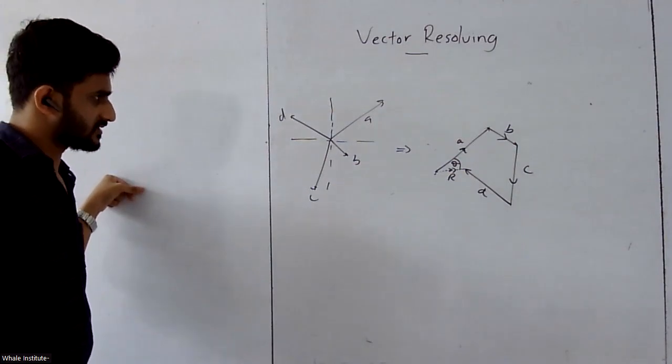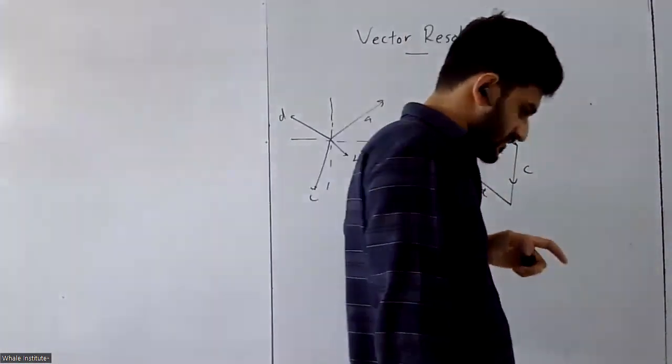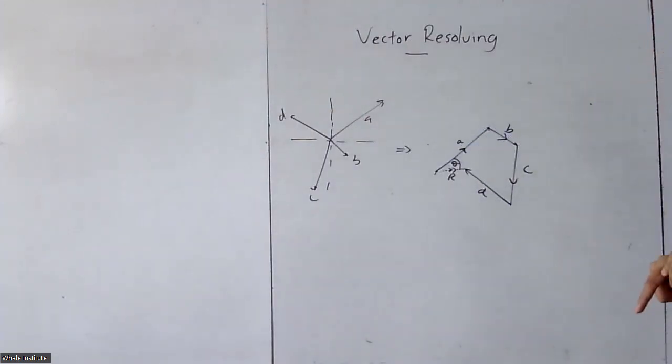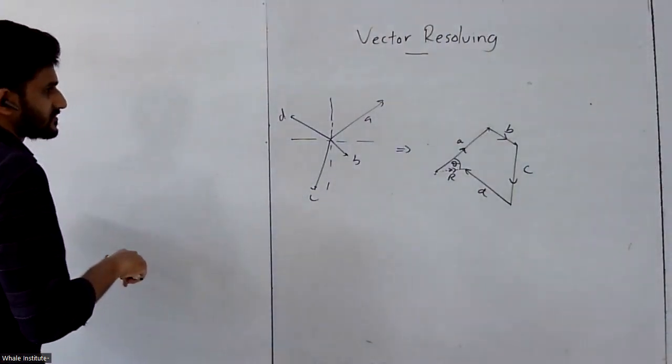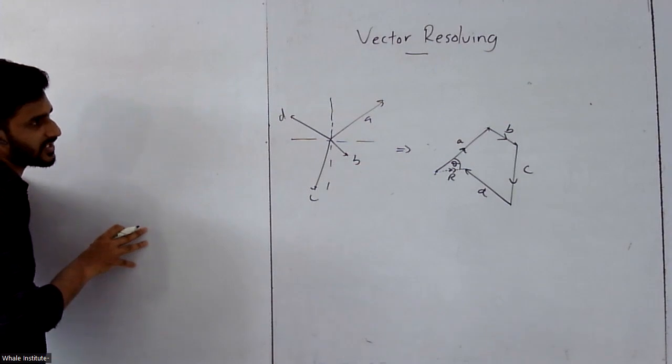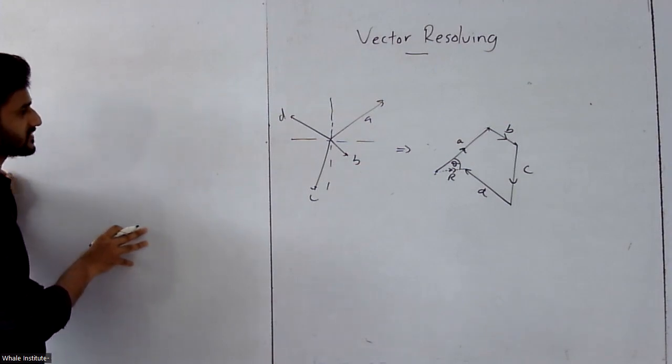Then if the figure we got after drawing following the way I have explained is a closed figure like this, then we know there is no resultant for that system of vectors.